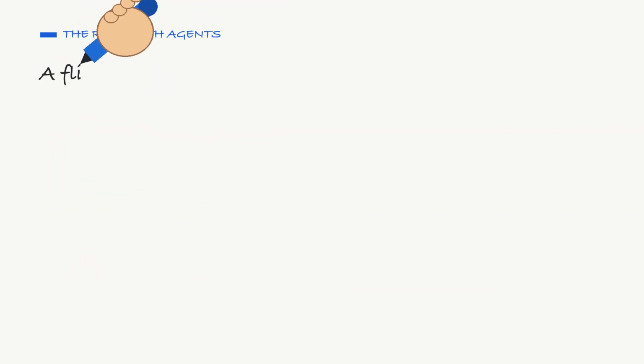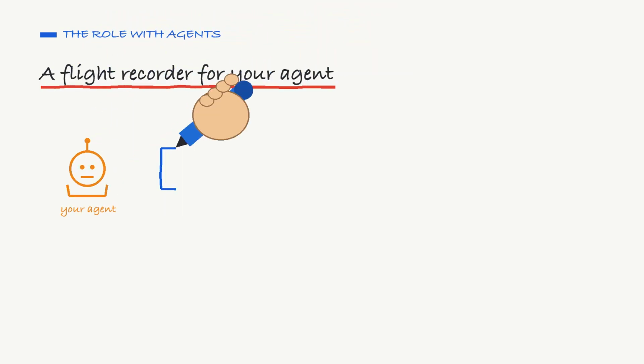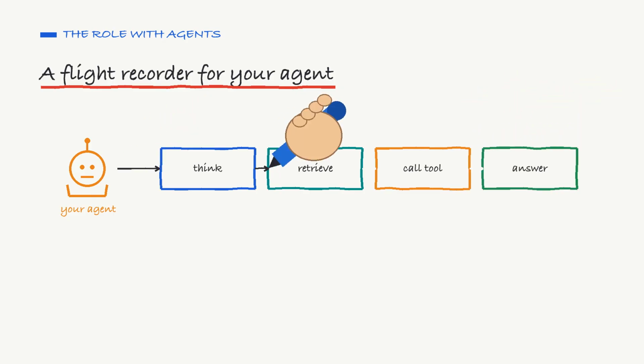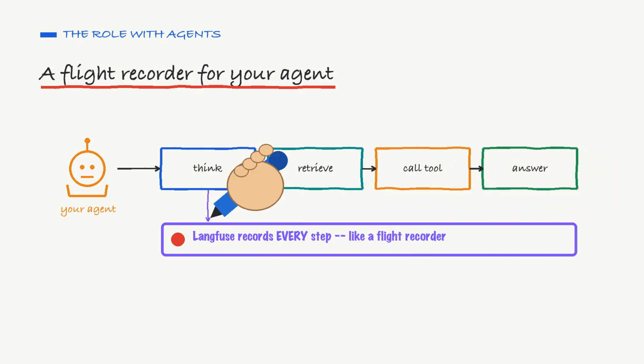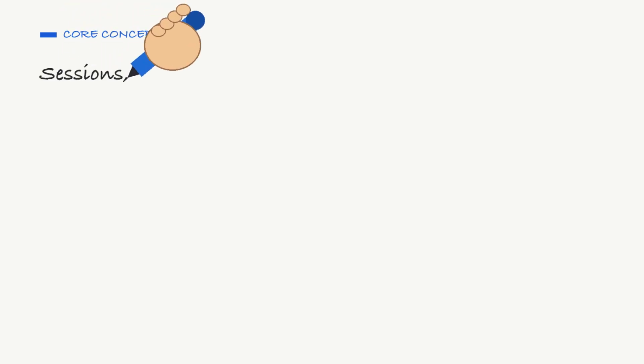Now, its role with agents. This is the key idea. Your agent thinks, retrieves, calls tools, and answers. Langfuse sits underneath and records every single step, like a flight recorder on a plane. For each step, it captures the inputs, the outputs, the latency, the tokens, and the cost. Nothing is invisible anymore.